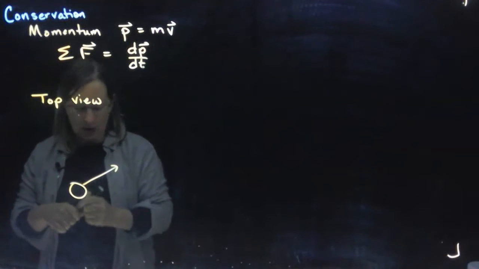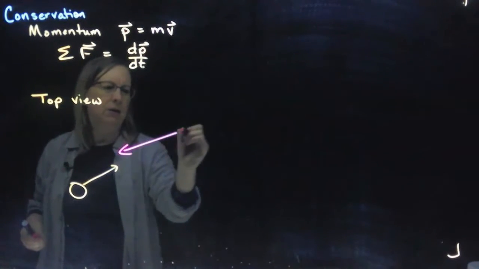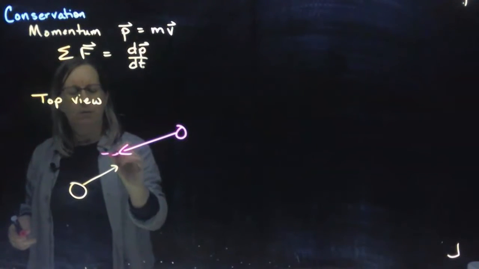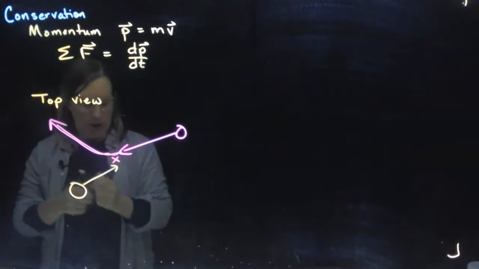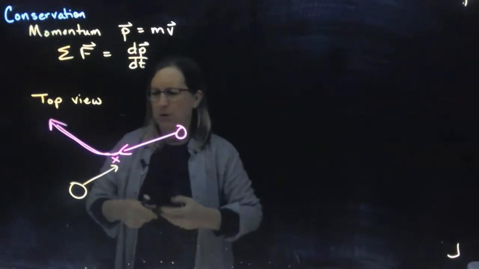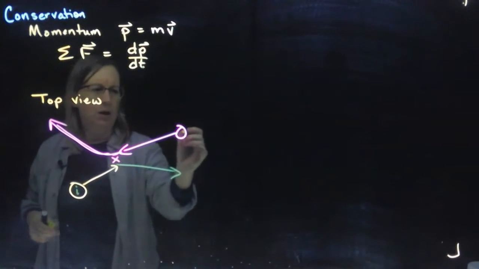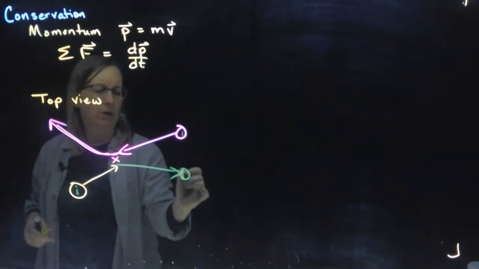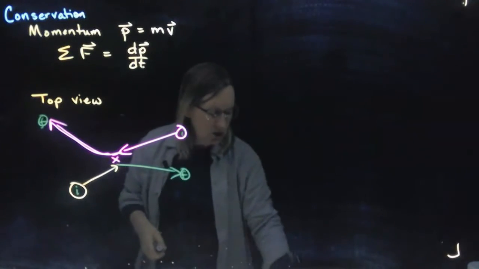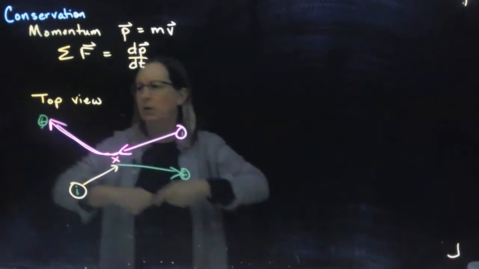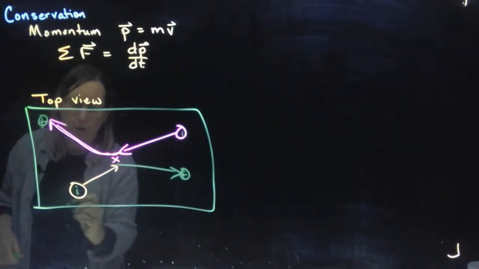Actually, I'll do two pucks colliding into each other. So I've got one coming like this, and they come together right about here, and they bounce off of each other like this. And maybe this one goes more in this direction. So this is the initial, and this is the initial, and then they end up over here, final.